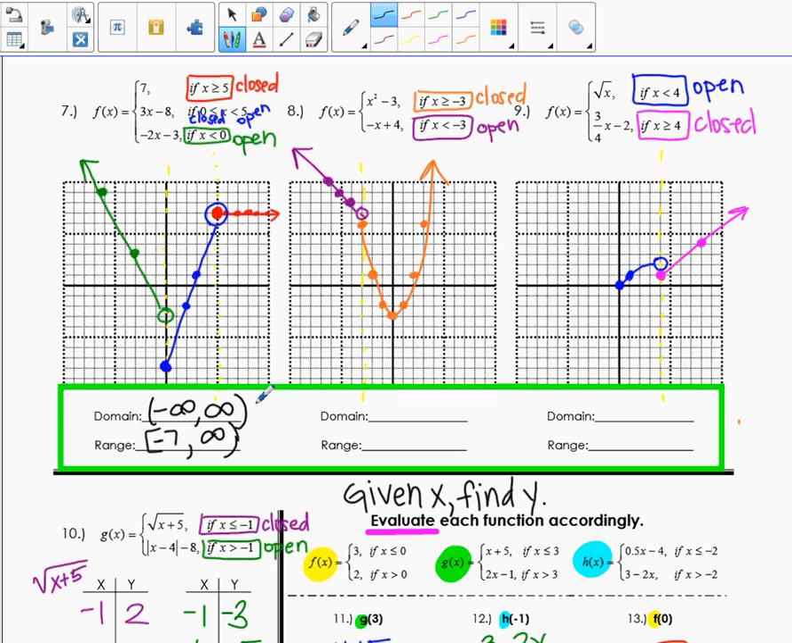Okay. All right. Domain on the next one. Again, we're going forever left. This is just going to get wider and wider and wider and wider as you go up. So your domain is negative infinity to infinity.